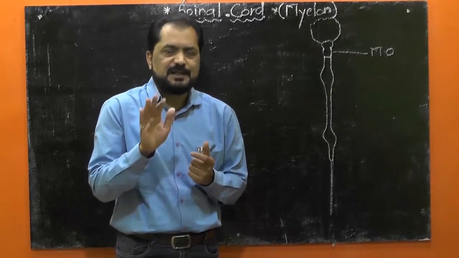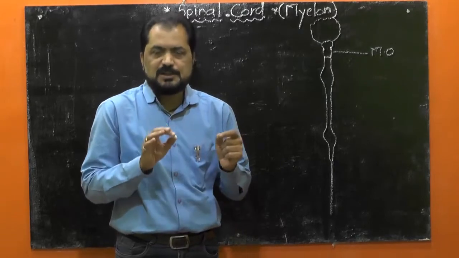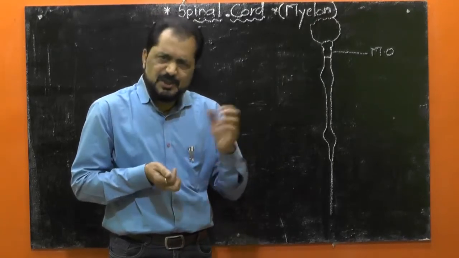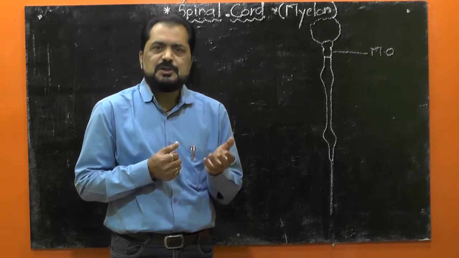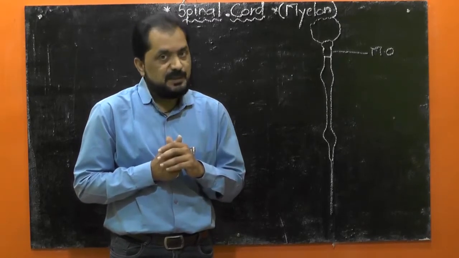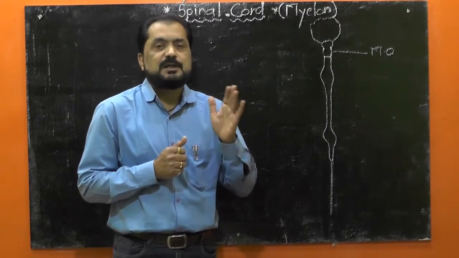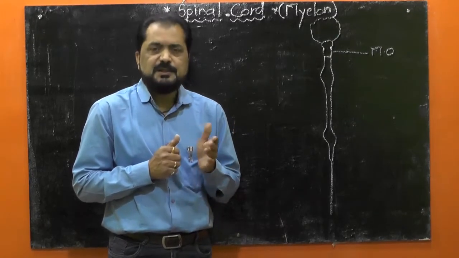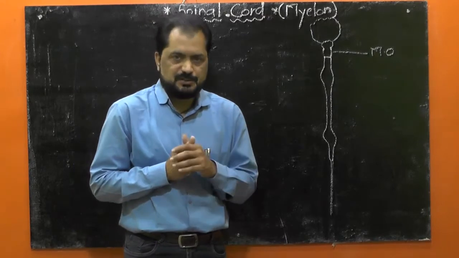Means it is not exactly cylindrical. It is a soft structure, whitish to creamy in color, and it is a tubular structure. It means it encloses a cavity. Hence it is known as a tubular structure.